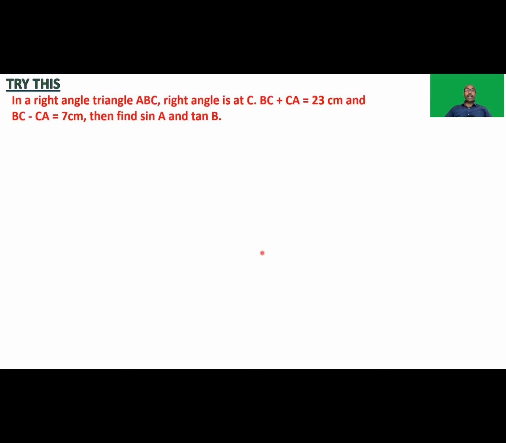In a right angle triangle ABC, right angle is at C. BC plus CA is equal to 23 centimeters and BC minus CA is equal to 7 centimeters. Then find sin A and tan B. Students, here the values are given as the sum and difference. So draw the triangle ABC.